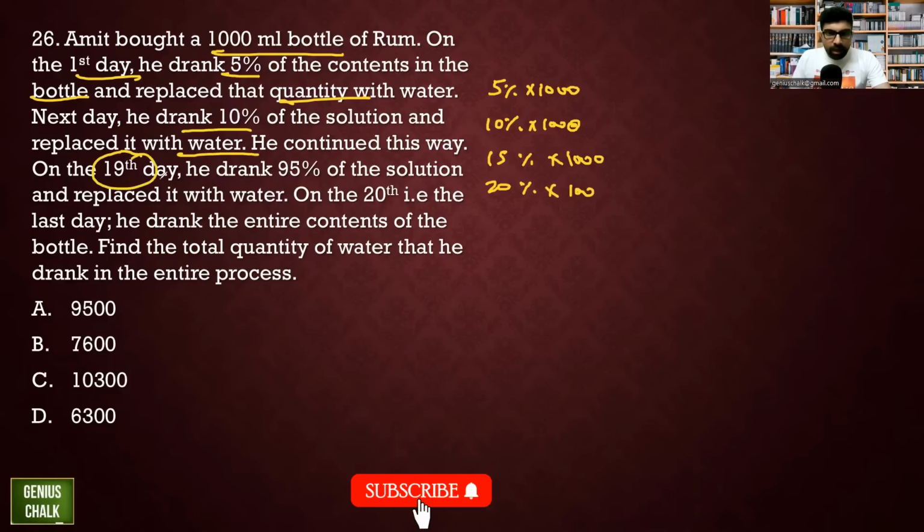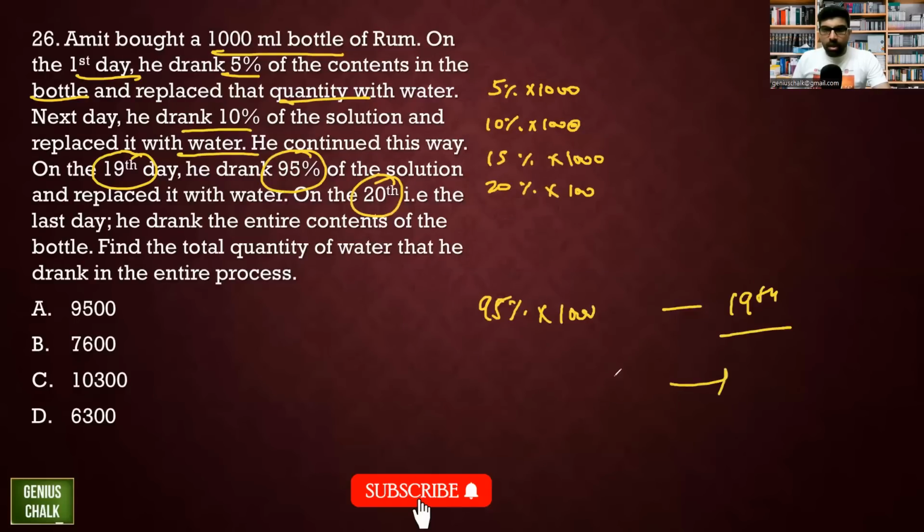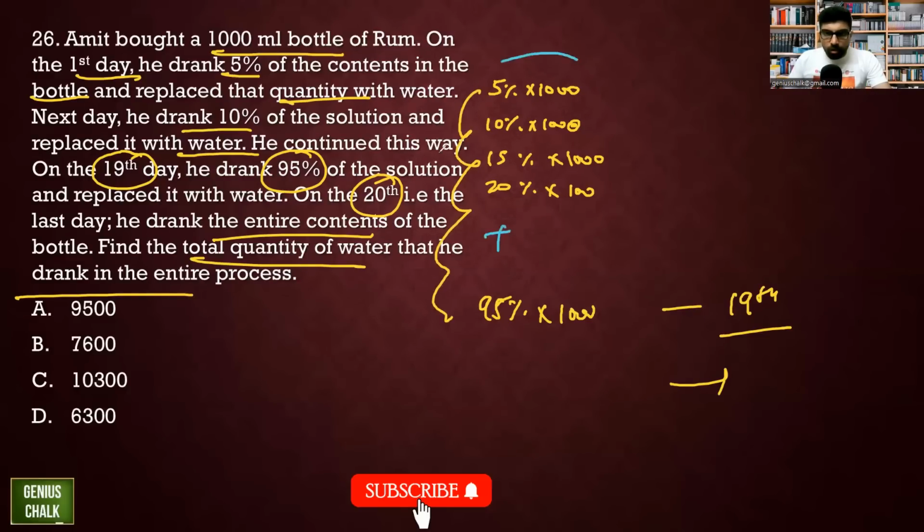It is given that on the 19th day, 95% of 1000 is replaced. Okay, on the 19th day. On the 20th, the last day, everything is drunk. So he drank the entire bottle of rum. Okay, so basically it's saying find the total quantity of water he drank in the entire process. That means we need to add these all, and basically it's a series which we need to add from 5 to 95, and that will become our answer.